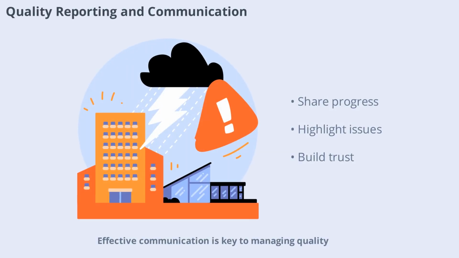Effective communication is key to managing quality. Regular quality reports keep stakeholders informed about progress, issues, and improvements. Reports should be clear, concise, and focused on actionable information. By communicating openly about quality, you build trust and ensure everyone is working toward the same goals.